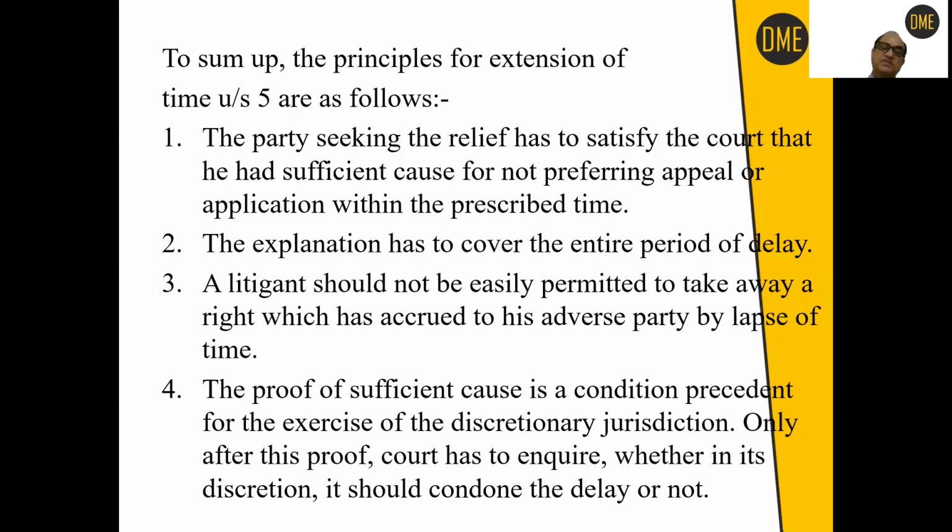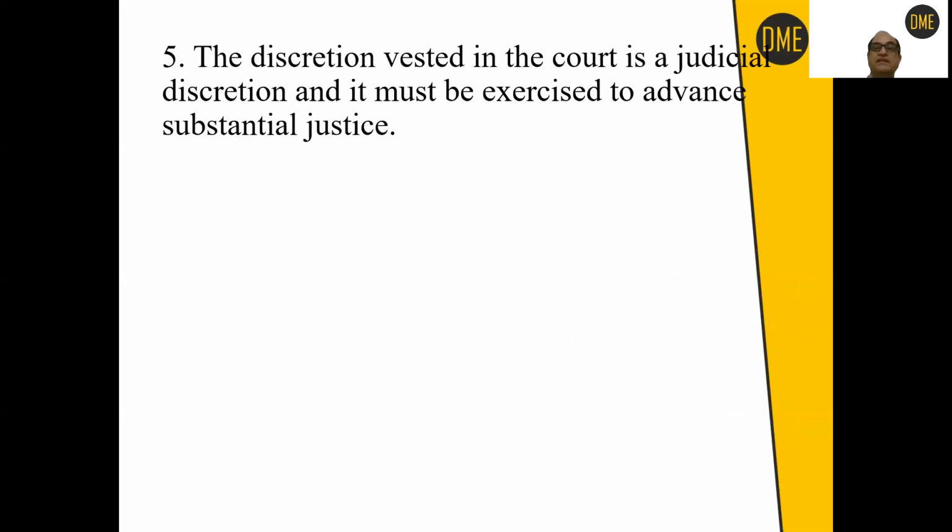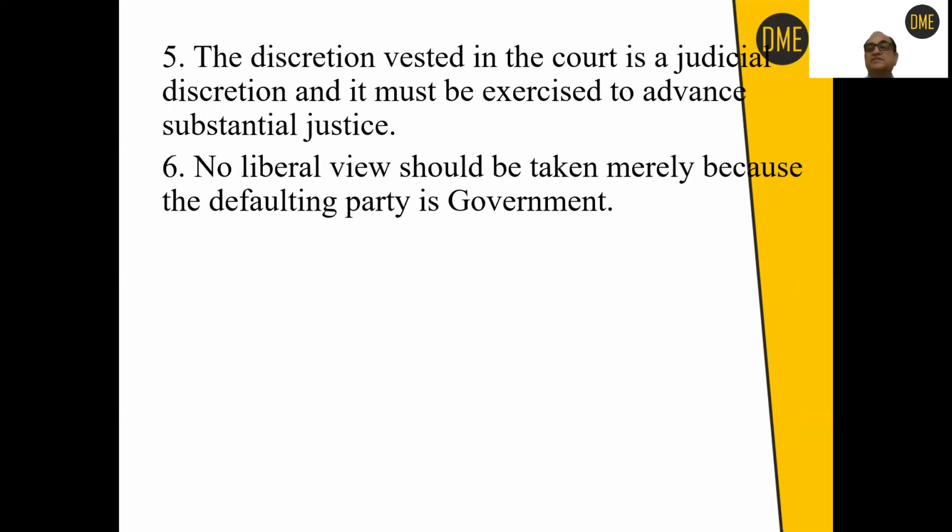So, fourth and the first important principle, that the proof of sufficient cause is a condition precedent for the exercise of the discretionary jurisdiction. Only after this proof, court has to inquire whether in its discretion it should condone the delay or not. So sufficient cause is a condition precedent. When this discretion is vested in the court, this discretion is a judicial discretion. It's not arbitrary, and it must be exercised to advance substantial justice between the parties.